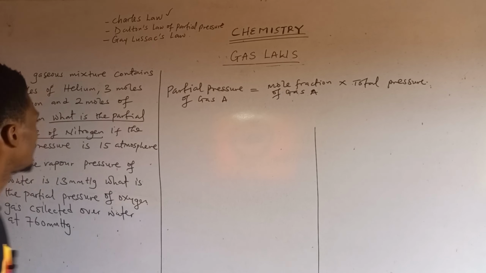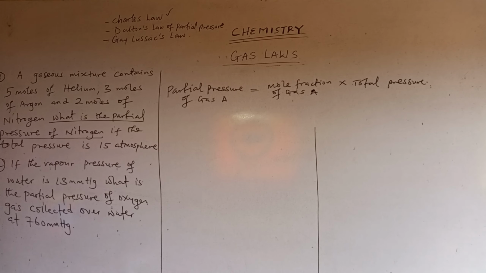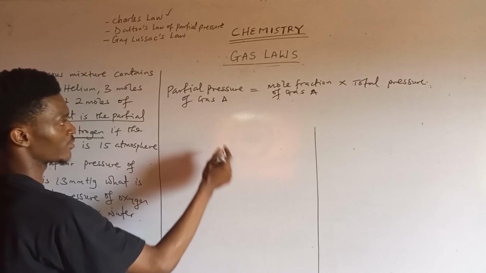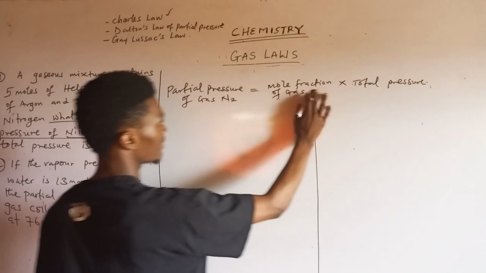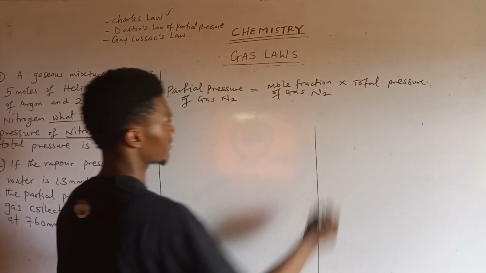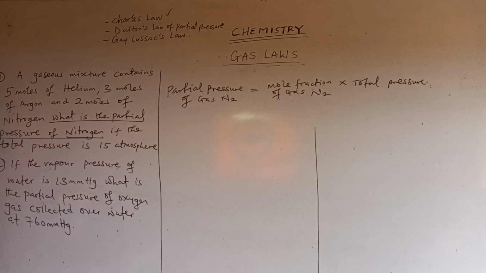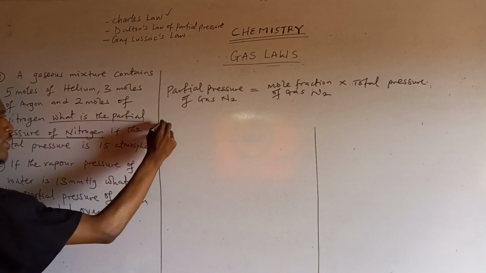All right. So in this case, we are told to find the partial pressure of what? Nitrogen, and we have other gases as well. So what do we do? Let's get the mole fraction of nitrogen first. This gas A is now just like nitrogen gas. You get the point now? So now, what are we supposed to do? Let's get the mole fraction.